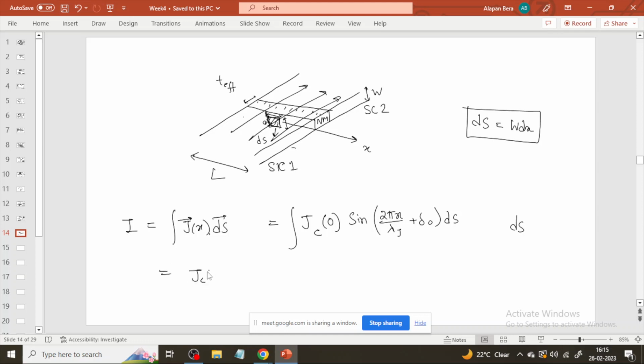This gives us 0 times w times, now we have to integrate this. If we choose our origin to be here at 0, and the total length is L, this is L by 2, or this region is minus L by 2. So our integration will be from minus L by 2 to plus L by 2. Our x varies from minus L by 2 to plus L by 2, so that's why we have written this 2 pi x delta j dx. Now we have to integrate this equation.